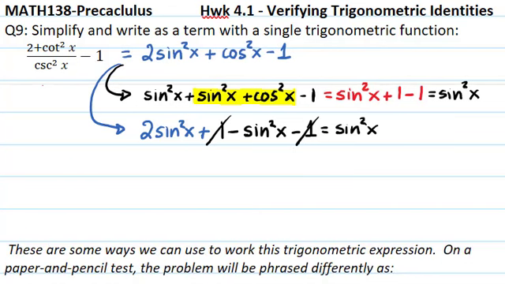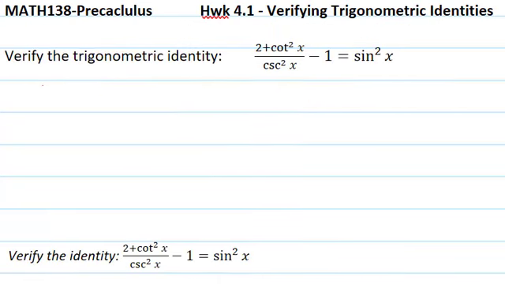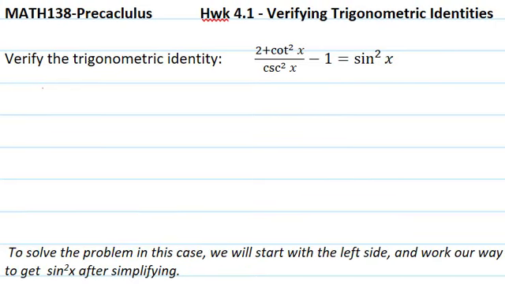And these are some ways we can use to work this trigonometric expression. On a paper and pencil test, the problem will be phrased differently as follows. Verify the identity 2 plus cotangent squared of x over cosecant squared of x minus 1 equals sine squared of x. To solve the problem in this case, we will start with the left side and work our way to get sine squared of x after simplifying.